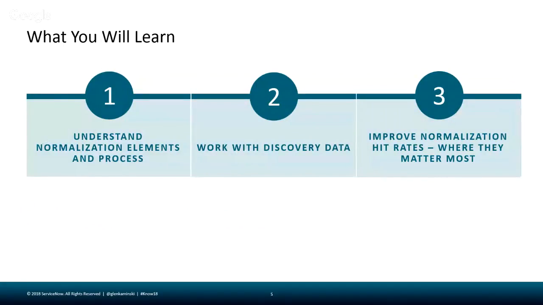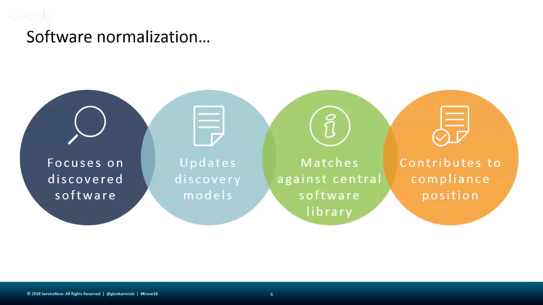So again, what we'll cover today and what you'll learn today is understanding software normalization elements and where it sits within the software asset management overall process. We'll take a look at how to work with your discovery data, how that really meshes with the software asset management process and how it feeds the normalization process. And then how you can improve your normalization hit rates. And we'll cover this in a little bit. And really where it matters most. So let's go ahead and get started.